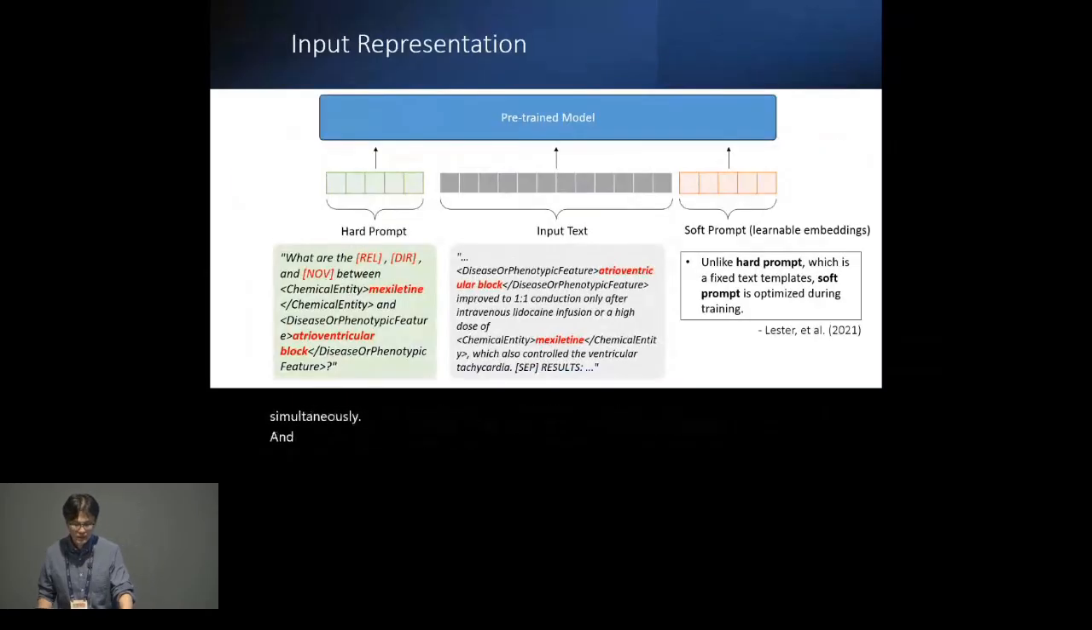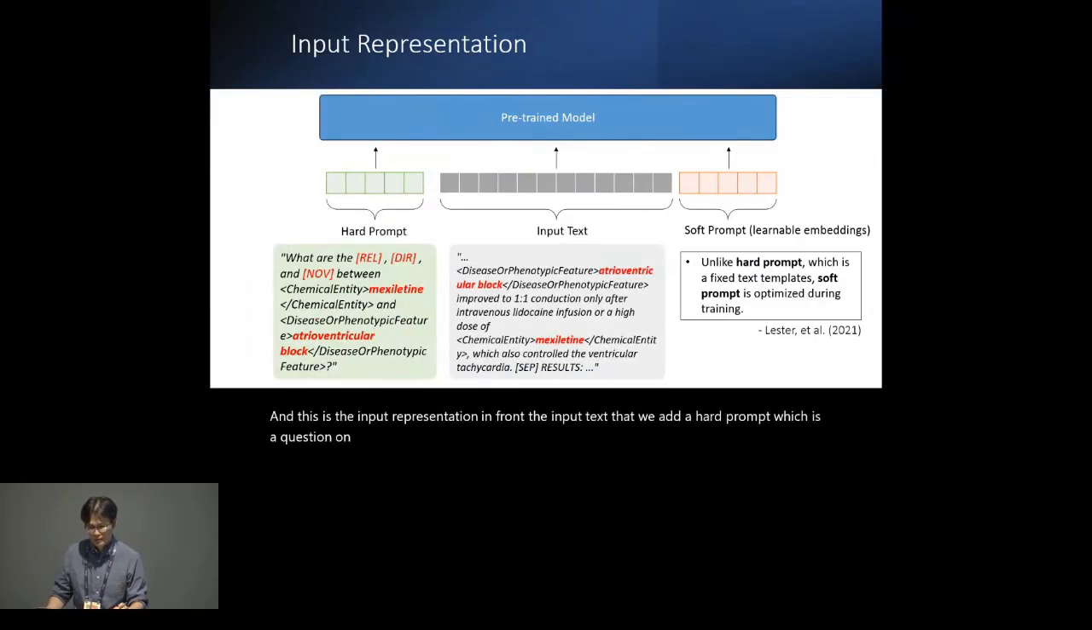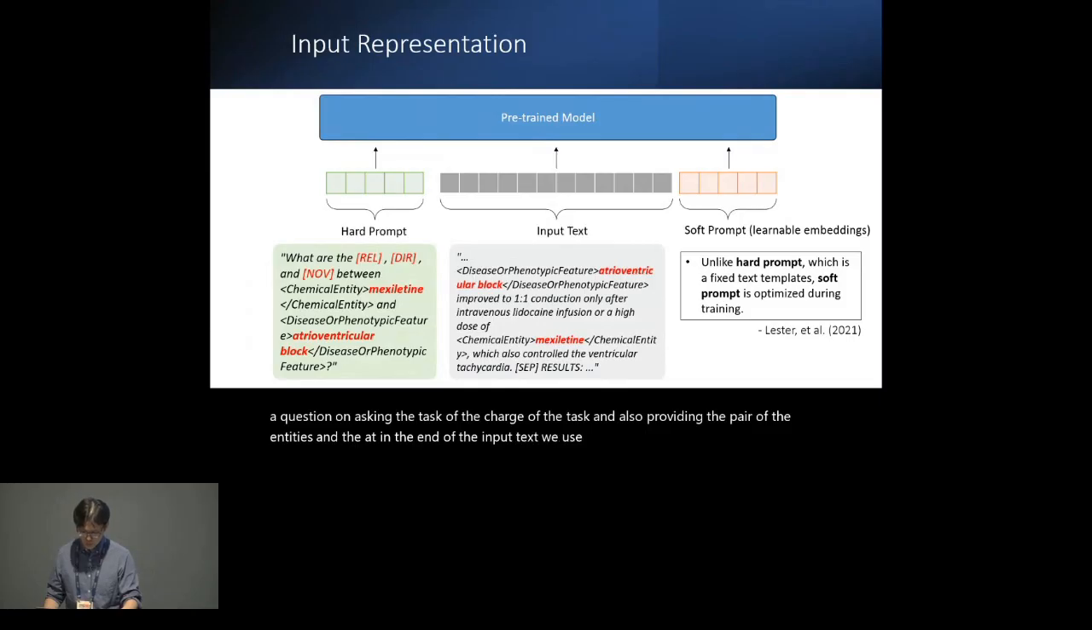And this is the input representation. In front of the input text, we add a hard prompt, which is a question asking about the task, and also providing the pair of entities. At the end of the input text, we use the soft prompt, which is learnable embeddings, unlike the hard prompt, which is a fixed text template. The soft prompt is optimized during training.